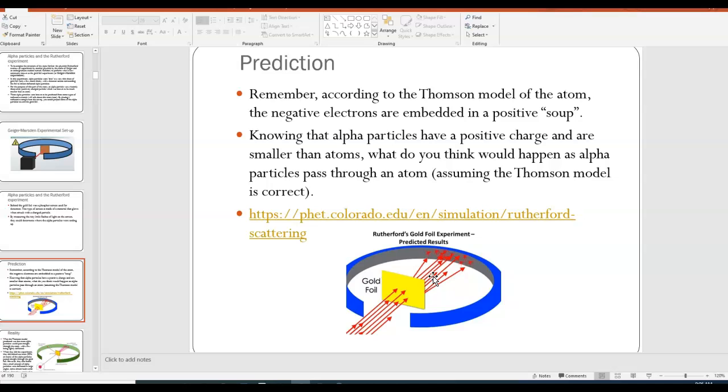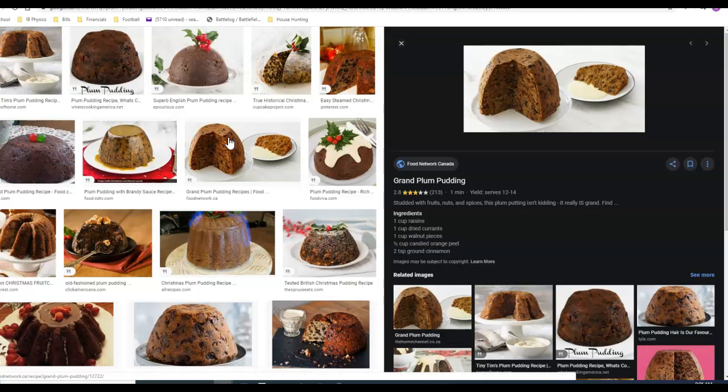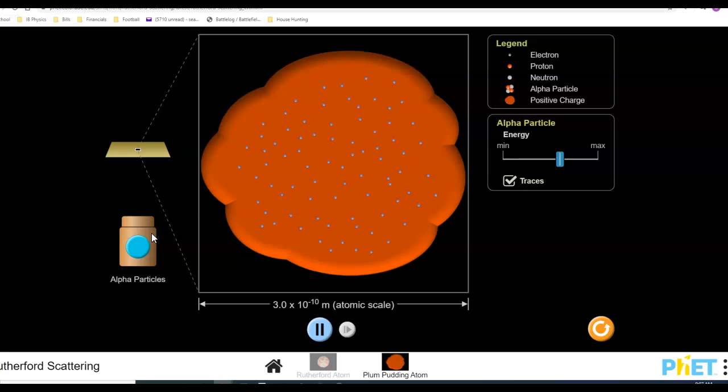Okay, now let me show you an animation really quickly. This is just a PhET simulation that you can look up on your own if you want. But this is basically the Thomson model of the atom, and those little blue dots represent the electrons, and then all of this in red is basically that positive soupy stuff that Thomson said was in the atom.